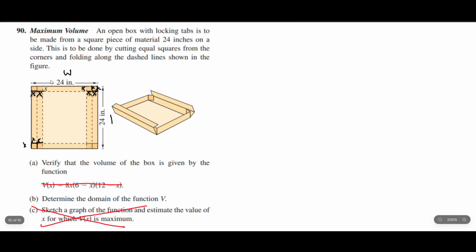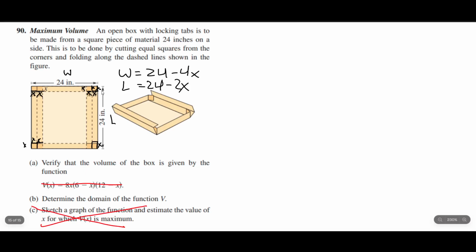So with this being said, this is x inches. This is x inches. This is x inches. This is x inches. The width is just 24 minus 4x. No overthinking here. The length. Guess what? This is x. Remember, this is x here. This is just 24 minus 2x. Great.